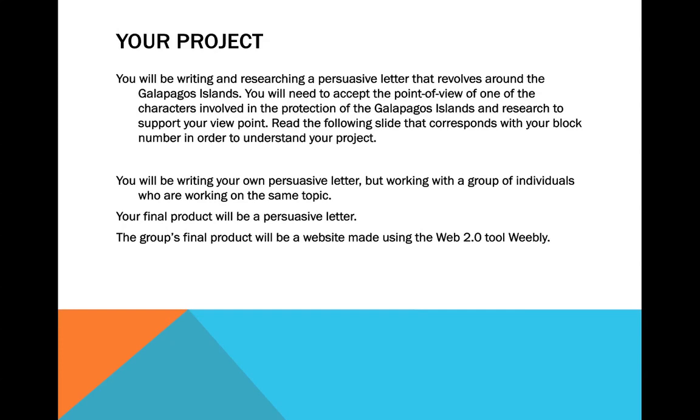What this is going to look like on an individual scale is you writing your own persuasive letter, but working together with a group of individuals who are working on the same research topic. Of course, to persuade anyone, we need research, so that's where our research component comes in. Your individual final product will be a persuasive letter. However, the group's final project will be putting those persuasive letters together on a website using this Web 2.0 tool called Weebly, which we'll talk about more later.